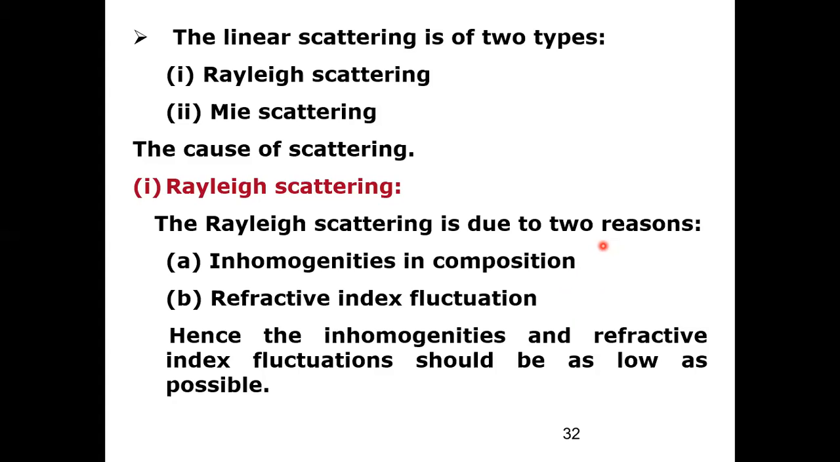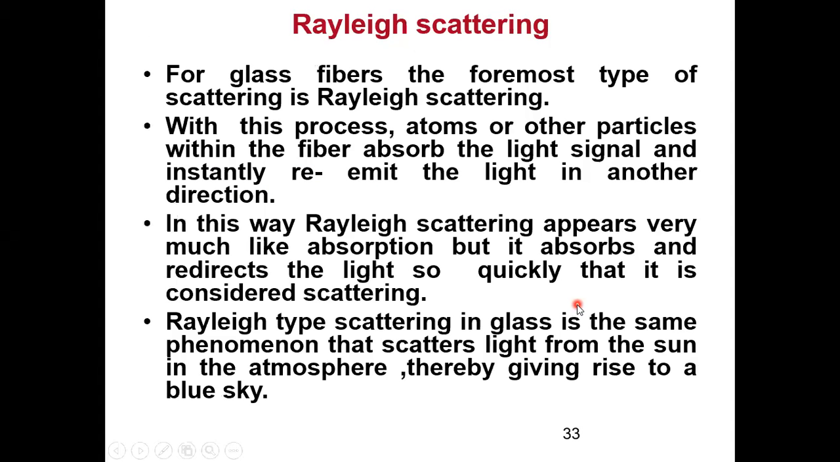So only by improving the fabrication technique can I reduce Rayleigh scattering. The inhomogeneities and the refractive index fluctuation should be as low as possible. If I want to reduce Rayleigh scattering during the fabrication of the fiber, these two things should be low. Now, what happens in Rayleigh scattering, this we will see.